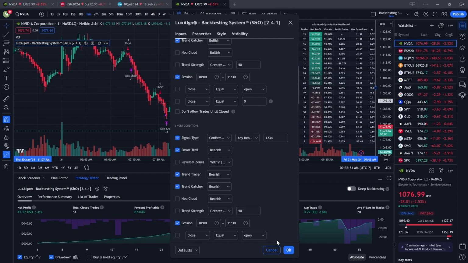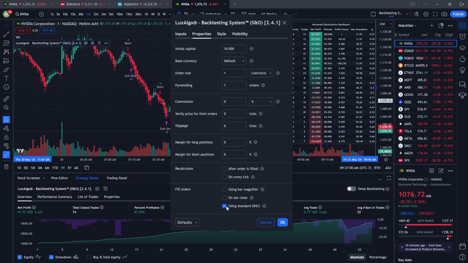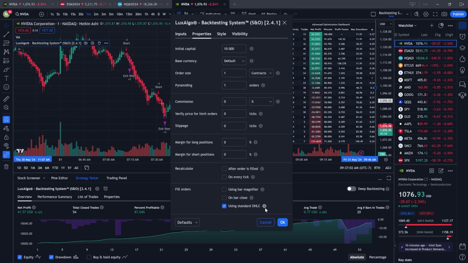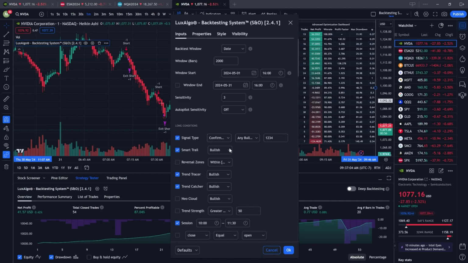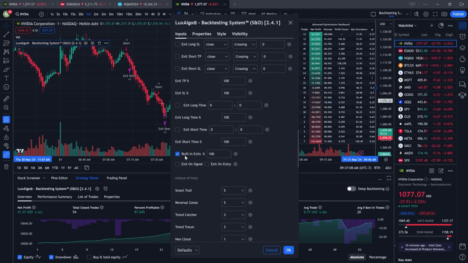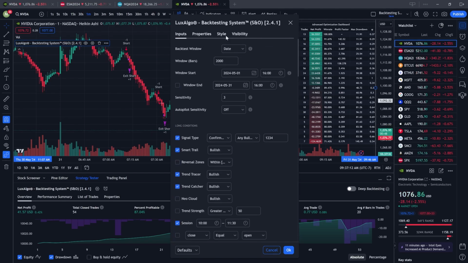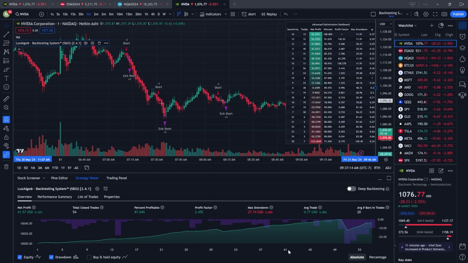All right, look. So this is the 1 minute. I have it on sensitivity 3. Also, I have it standard OHLC, so it's not like fake prices. Anyway, so we're back testing. This is just built-in exits. So this is the back testing, sensitivity 3, signals and overlays.